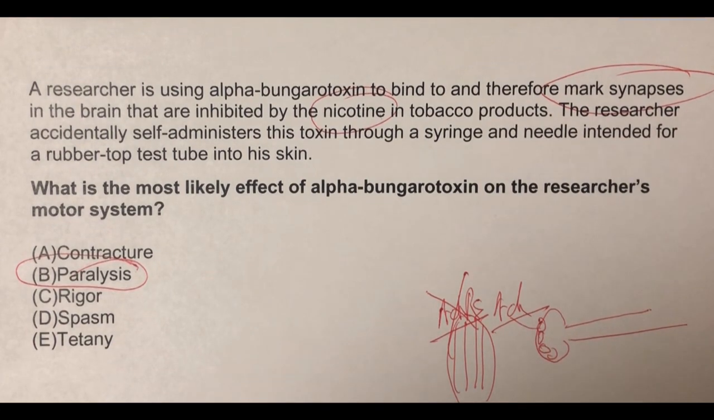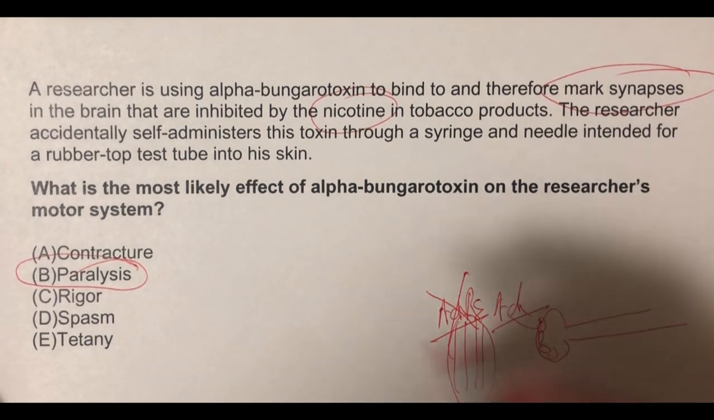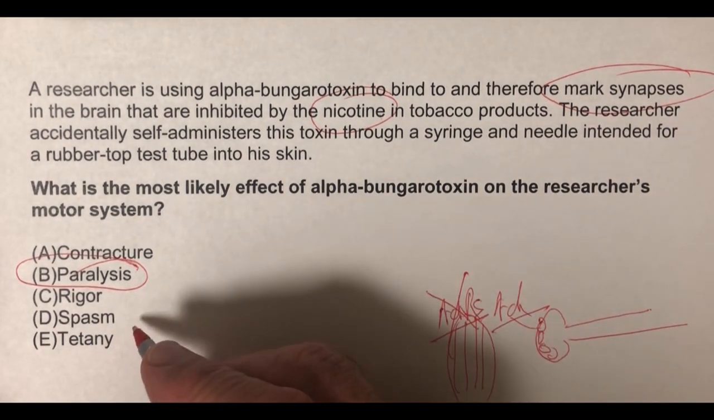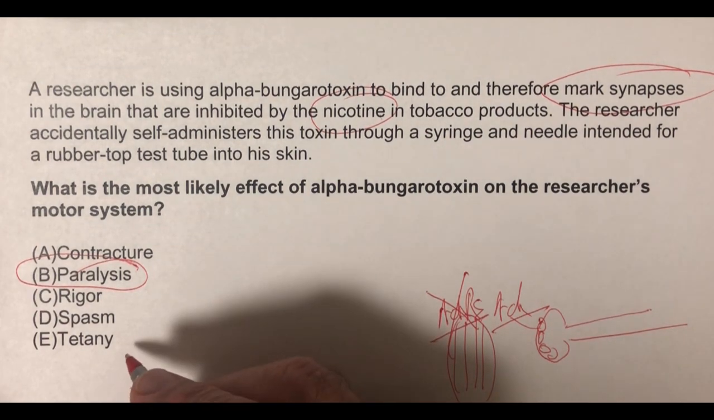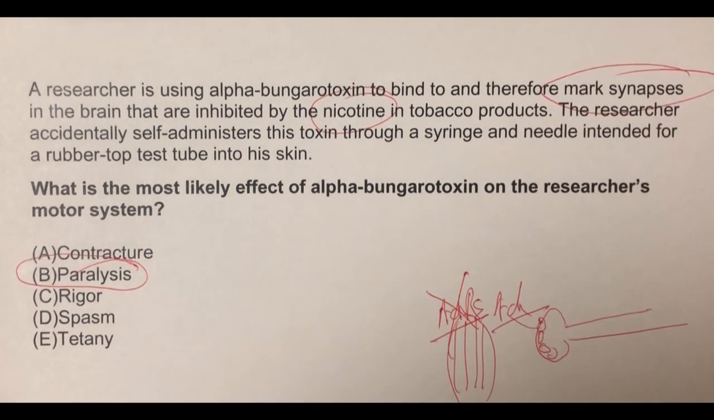Now, when we block the acetylcholine receptors, we don't get contracture. In fact, we get just the opposite. We get a flaccid paralysis. A contracture, a rigor, a spasm, or tetany are all high excitability states, where paralysis is a low excitability state, especially if it's at a lower motor neuron. So the lower motor neuron blocking produces a flaccid paralysis.